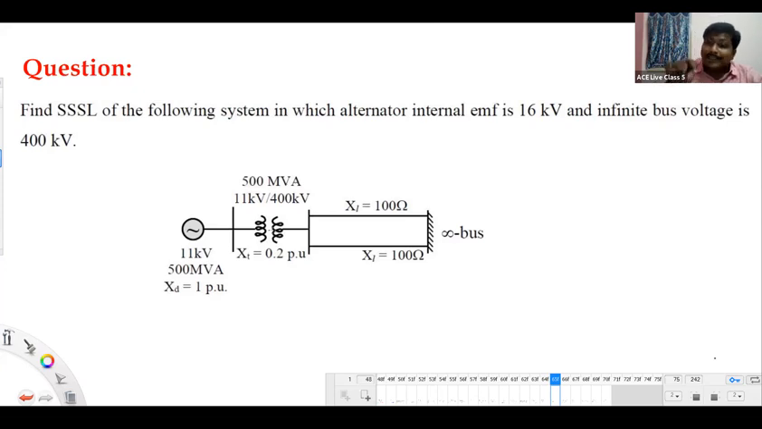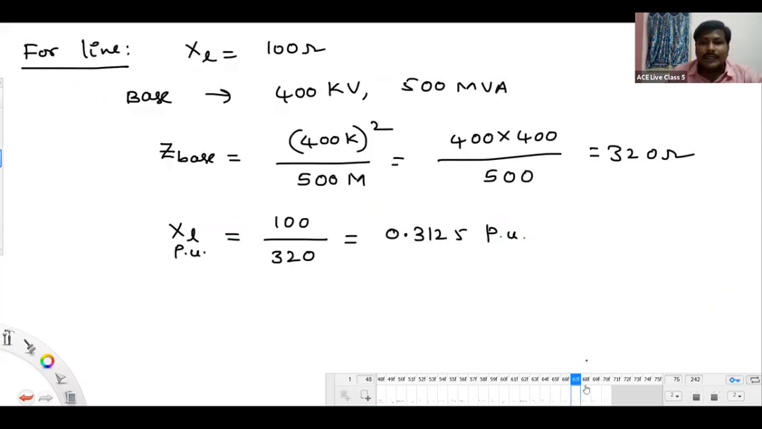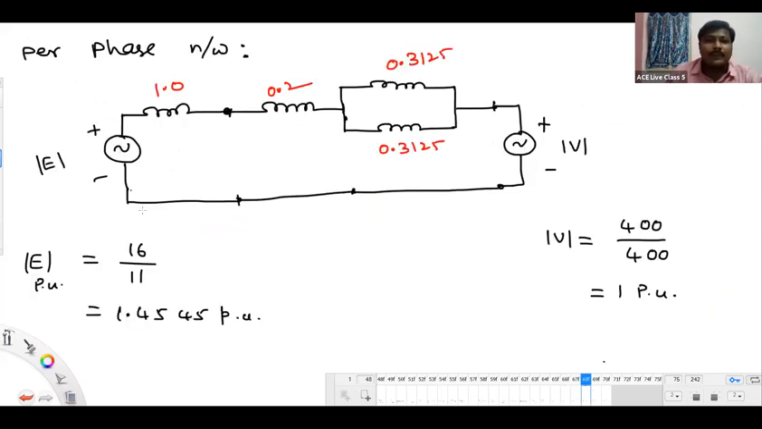To do this in the per unit domain, we have to select our own base values. That's why I have chosen the generator ratings themselves as base values. I found the base values at the other locations and converted all the reactances in the network into per unit form. We have drawn the per unit, per phase model. The absolute value of induced EMF, given as 16 kV, has to be converted to per unit by dividing with 11. Infinite bus voltage is given as 400 kV, convert into per unit form by dividing with 400.